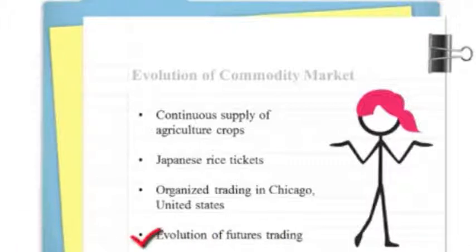Gradually, the farmers and dealers started to make commitments to exchange the produce for cash in future. So this is how the contract for futures trading actually evolved.